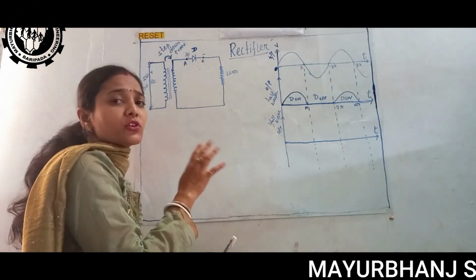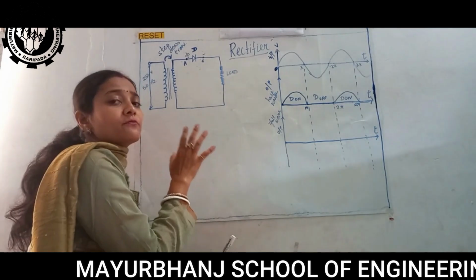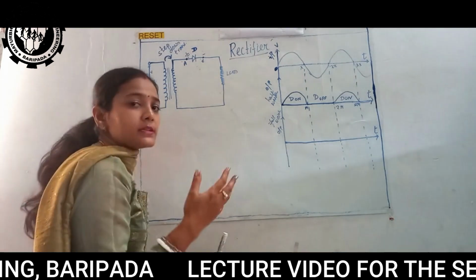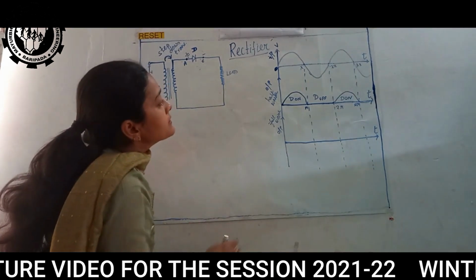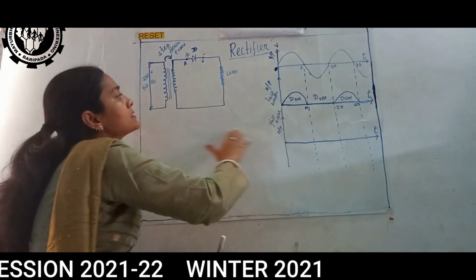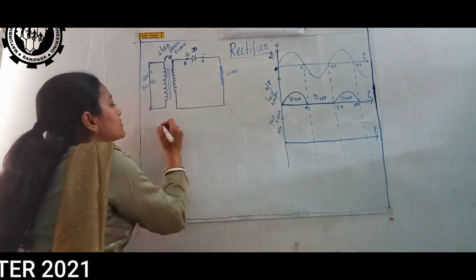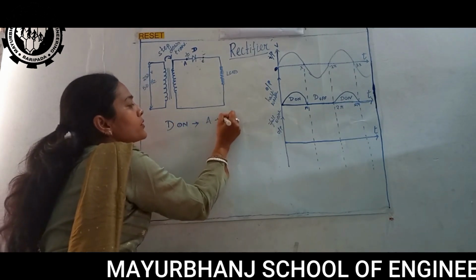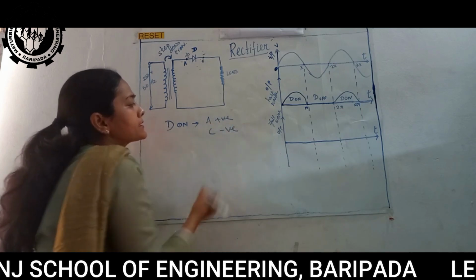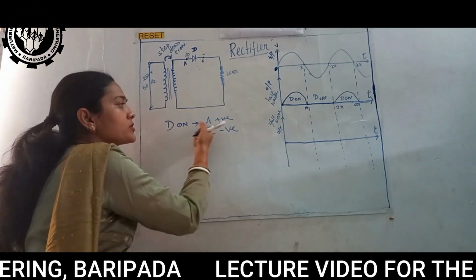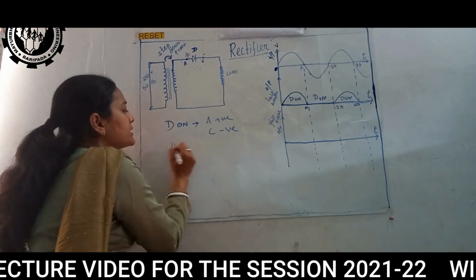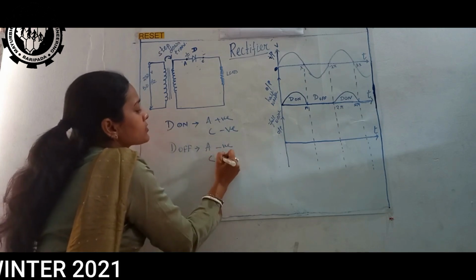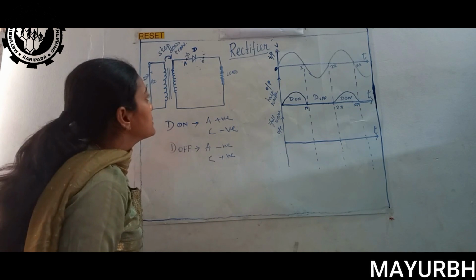This is not a pure form of DC. We will give filter circuits to get pure DC. I'll go through that in the last session. Now what happens? You can note it down. D on when anode positive, cathode negative. D off means anode negative, cathode positive. Note it down.